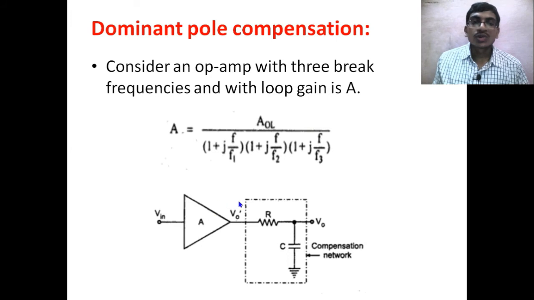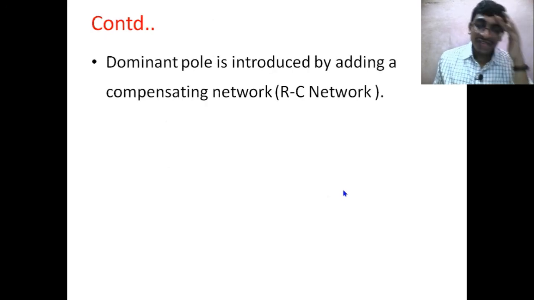We are going to add one compensation network to the output of our op-amp. So this is our operational amplifier output V0 dash. This V0 dash is given to one RC network, which is also called the compensation network. After this compensation network, our output will be V0. So just remember V0 dash and V0 here. We have to calculate the values of R and C also.